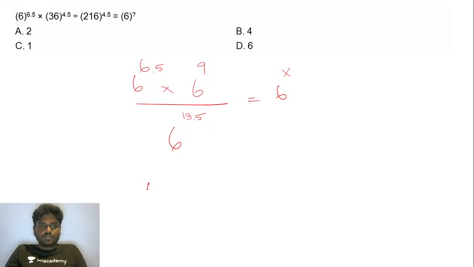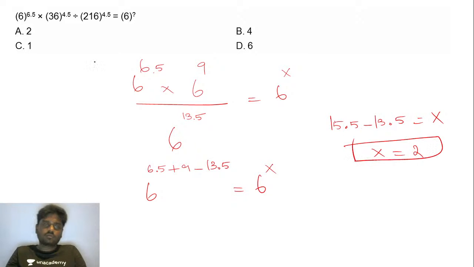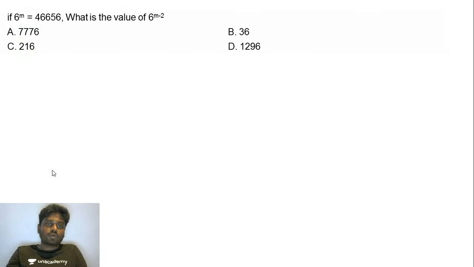So if I try to add this up, we'll be getting 6 power 6.5 plus 9 minus 13.5 is equal to 6 power x. So 13.5 minus 13.5 is equal to x. So x will be ultimately option A. 2 is actually the right answer for the given question. Right? It's not C, it is option A. 2 is actually the right answer. Clear? Next question, come on.